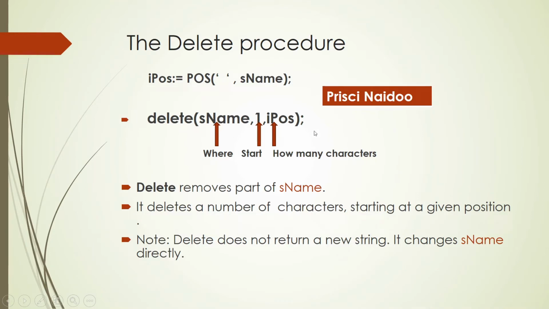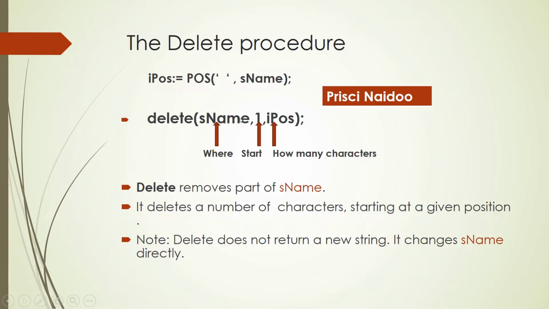So using delete, I've got an example where sname is storing a full name, a first name followed by a space, followed by a surname. In order for me to delete the first name, I need to find the position of the space in the first name. So using pos that we've already studied, and remember pos is a function, I'm finding the position of the space in sname. And then I'm going to use the delete procedure.